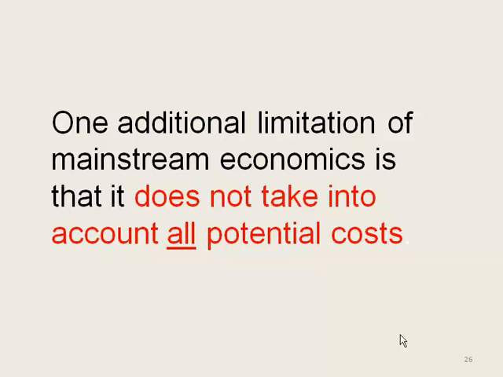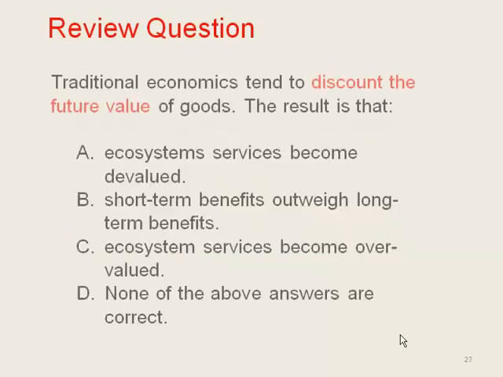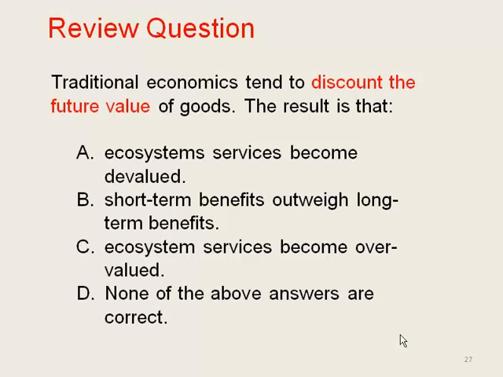One of the final areas we mentioned earlier is that the current economics we work with doesn't take into account all the potential costs associated with a given product, material, or service. So, some review questions. The traditional economics tend to discount the future value of goods. The result is that A, ecosystem services become devalued, B, short-term benefits outweigh long-term benefits, C, ecosystem value services become overvalued, or D, none of the above answers are correct.